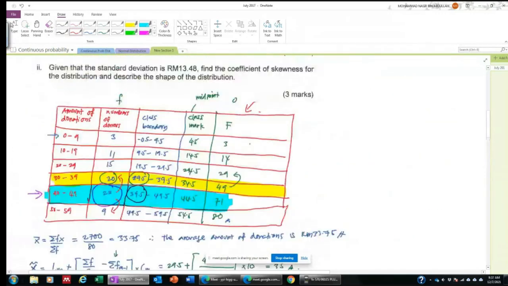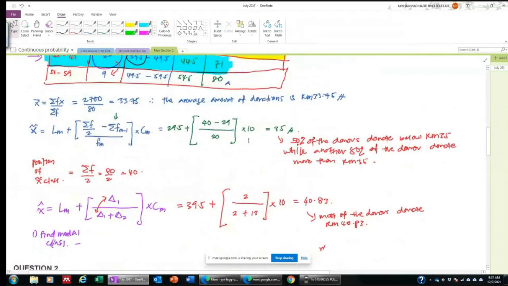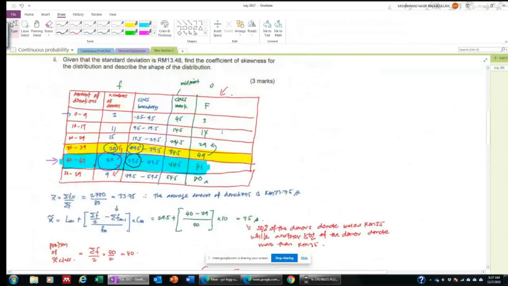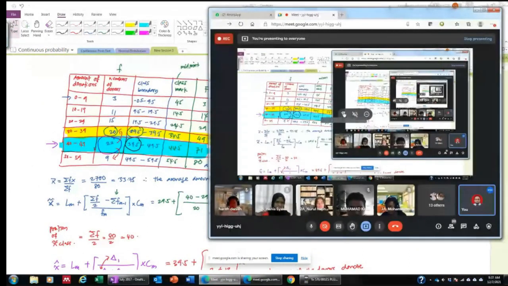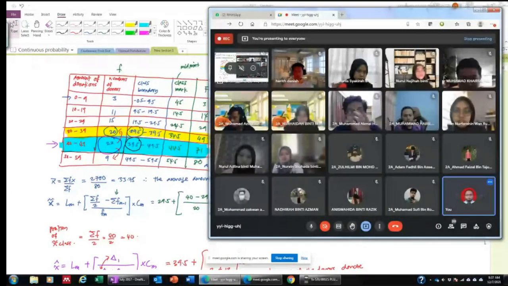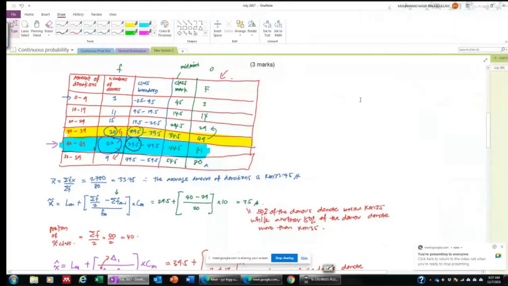Right. So now let's look at any questions so far before we proceed with the next question. Soalan tak? Mana yang lain tak buka webcam? Ada soalan? Tak ada, sir. Right. It should be very easy. Okay.